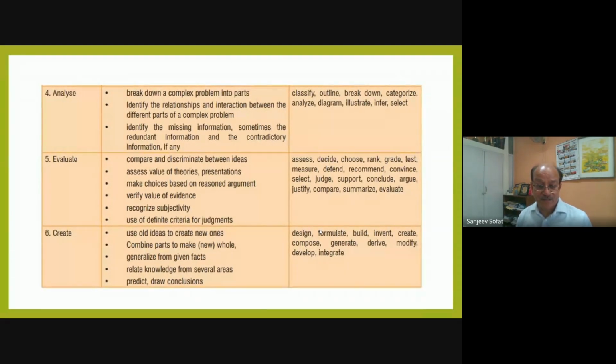Then create. Create is using old ideas to create new ones. This is what we do in research. There will be some old idea which is there in the paper. I modify some of the things there.